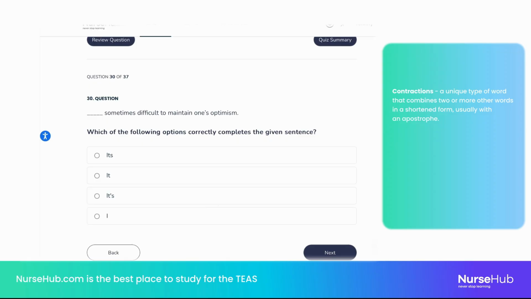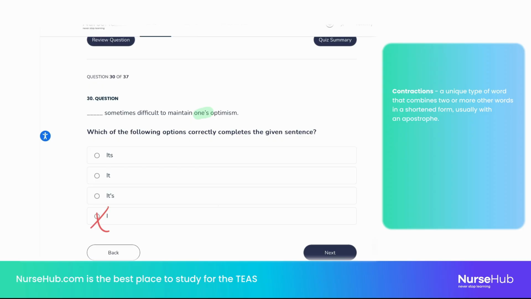Okay, so we have it's with no apostrophe, it's with an apostrophe, and finally, I. Now, a lot of people will be looking at I as perhaps the best one, but the biggest thing is it remains one's optimism. That does not follow the I form, so that one we can cross off immediately as not being correct. If it said, I sometimes find it difficult to maintain my optimism, that'd be right, but it's not there.